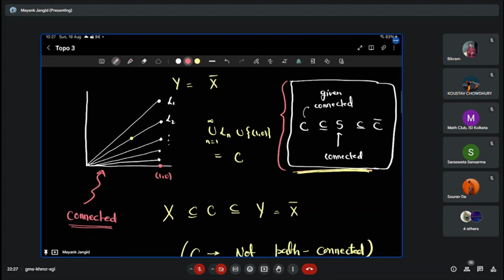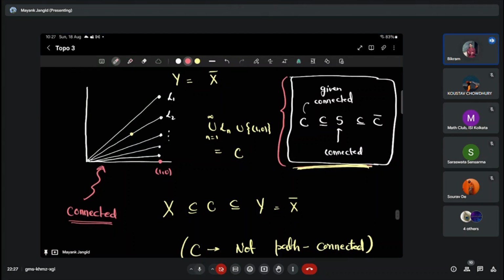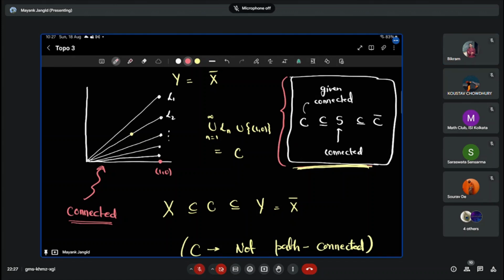If there are no more questions, I think we can stop. There was a very interesting result about topological vector spaces, but I don't know how many people are going to be interested in that.